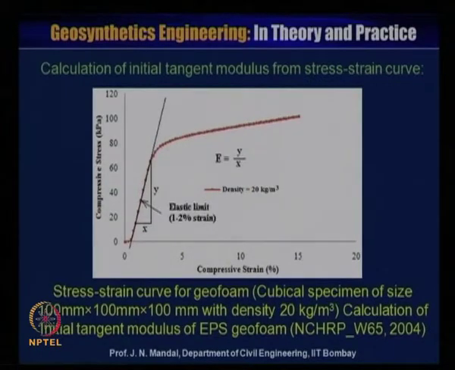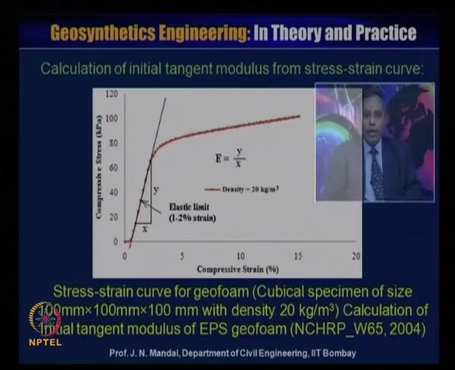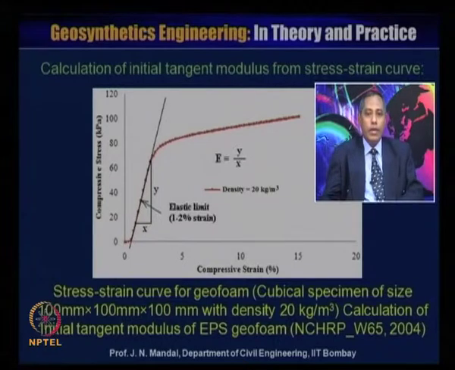Now, calculate the initial tangent modulus from the stress-strain curve. This is the stress-strain curve for geofoam, a cubical specimen of size 100 millimeter by 100 millimeter by 100 millimeter with density 20 kg per meter cube, and calculation of the initial tangent modulus of EPS geofoam is based on NCHRP W65 2004. So, here you can see, you can draw the tangent here.